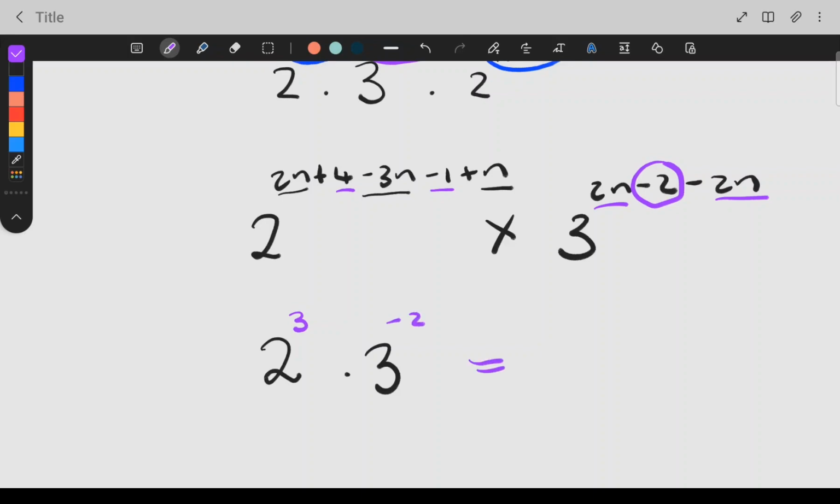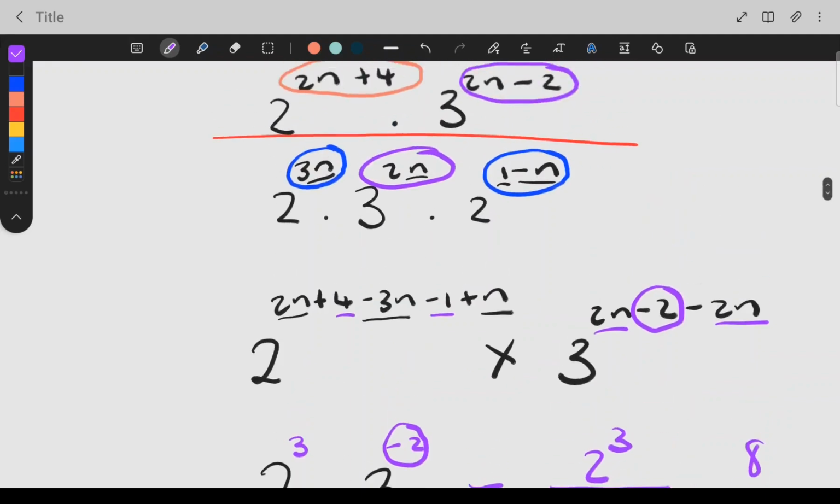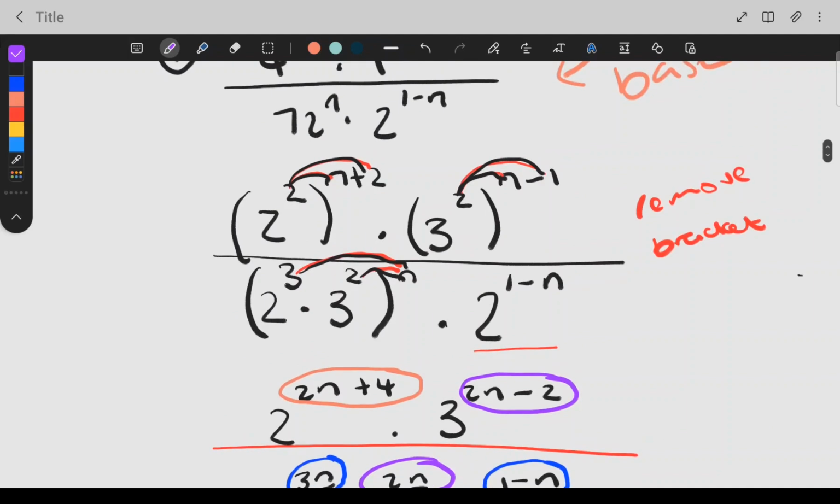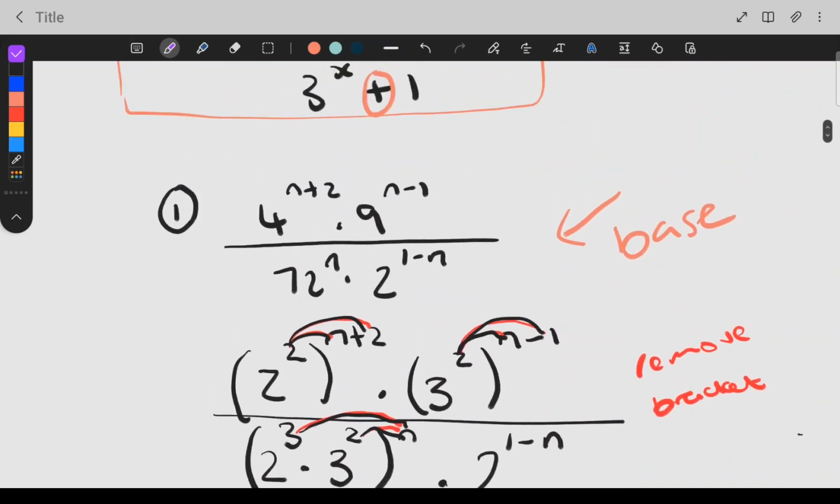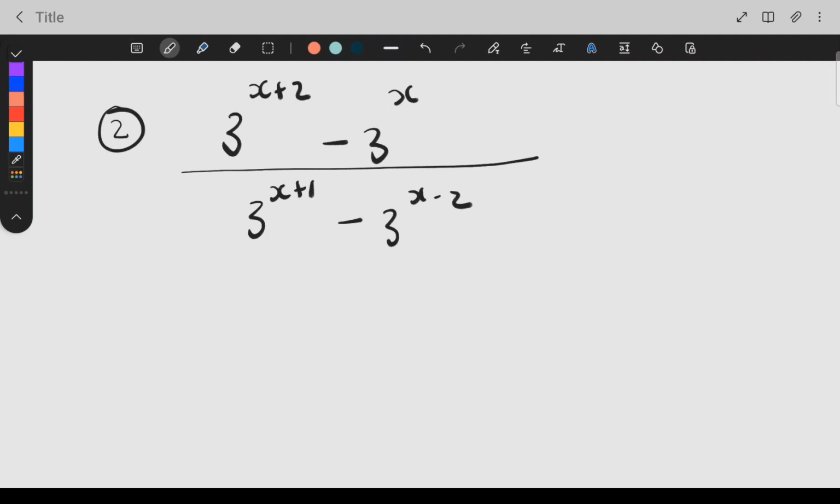So now my final answer is 2 to the 3, and to make this negative into a positive, I'm just going to bring it down like that. So this is 8 and this is 9. And that is your final answer. And that's how you do questions where you are multiplying the bases. Let's look at example number 2.